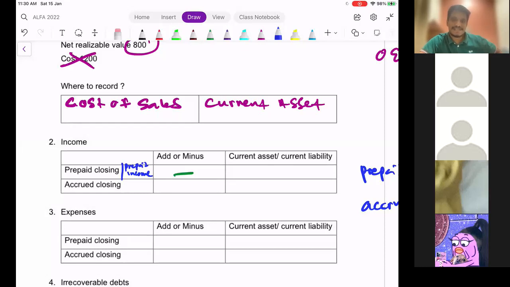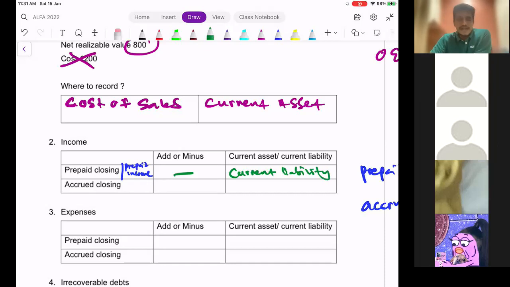Okay, good. We owe the guy. If we owe the guy, it's my current liability. Understand or not?